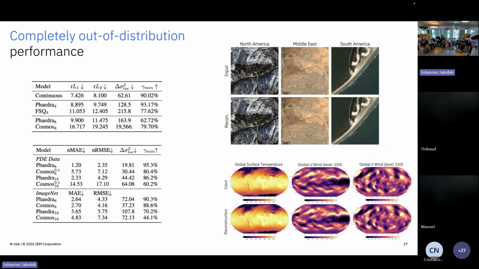Same for ERA5 down here. So basically that's PDE data: global temperature, and then U wind and V wind. You can see that the reconstruction there is pretty good too. It makes sense because this is PDE data, at a very different resolution. You would assume that a model pre-trained on PDE data and seeing very different PDE data might generalize to a certain extent, but here it seems to work even better.